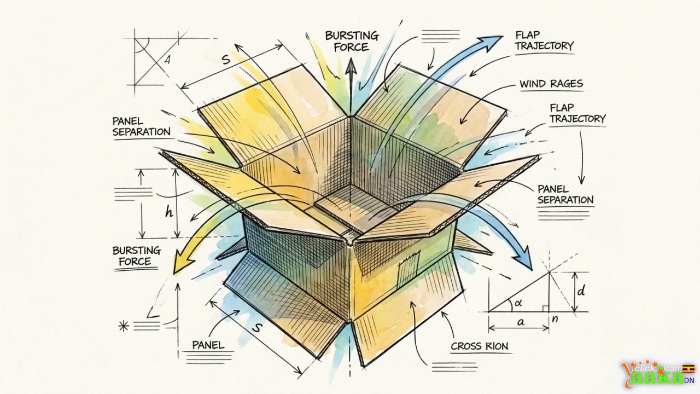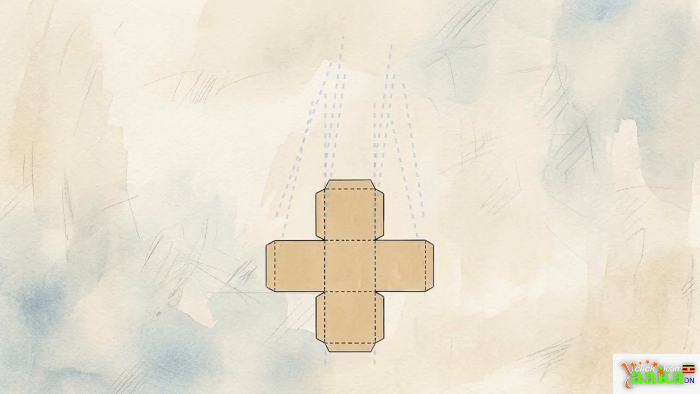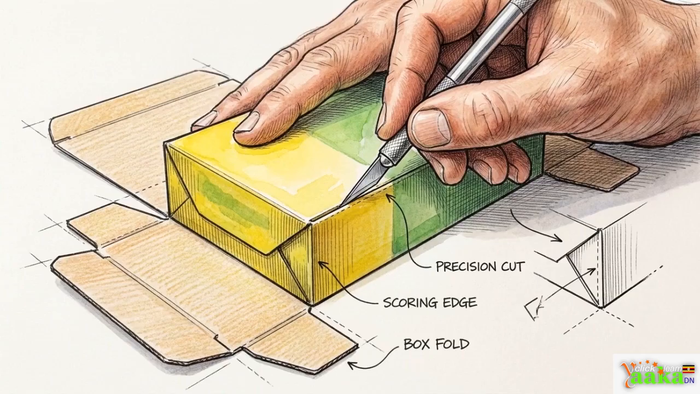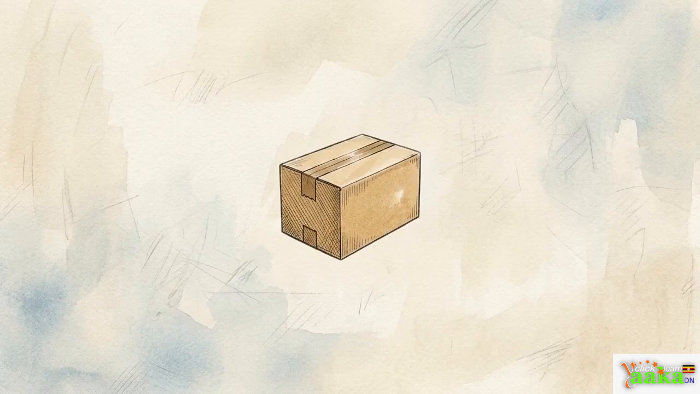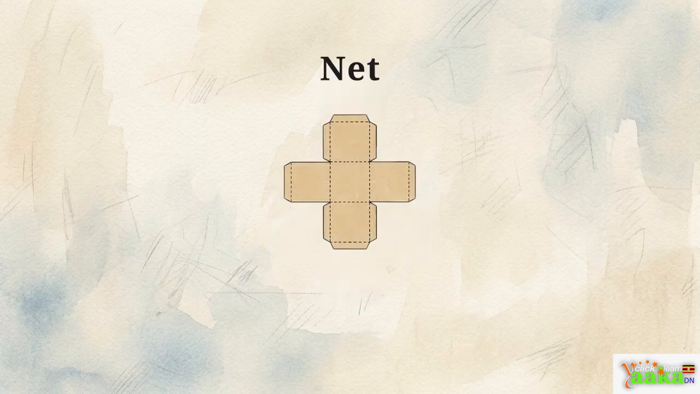To truly understand how these objects function, we must learn to mentally tear them apart, revealing the flat, two-dimensional blueprints that allow them to exist in our three-dimensional world. Imagine taking a common matchbox and carefully slicing it open along its edges. If you pull the sides apart and press them down, the box becomes a flat pattern. This flat layout is what we call a net. It is the precise map a machine or a builder uses to fold a two-dimensional material into a solid shape.